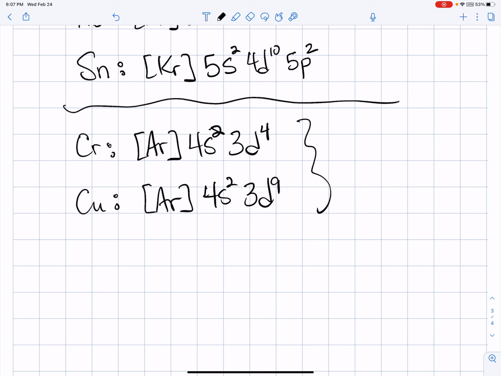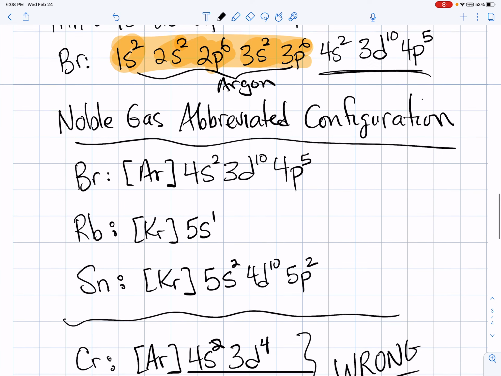If that's what you understand, well, I've got some bad news. This is wrong. Now you're a little frustrated because you thought you understood what you were doing. These two elements, chromium and copper, are exceptions to the rules we've been outlining. Something funny happens with these two elements. Later on in the periodic table, when you get to lower down elements, there are more and more exceptions. But up to krypton, up to element 36, these are the only two that are exceptions to what we've been learning so far.